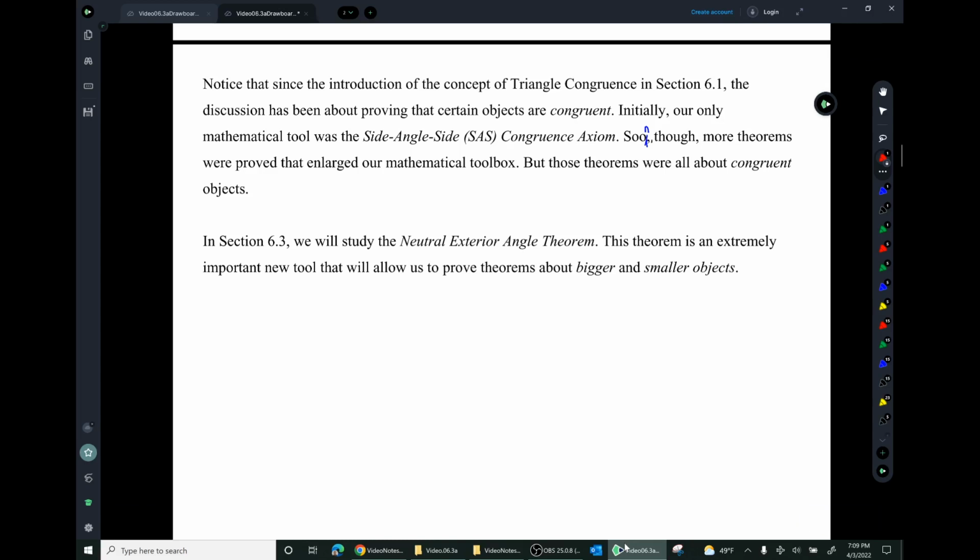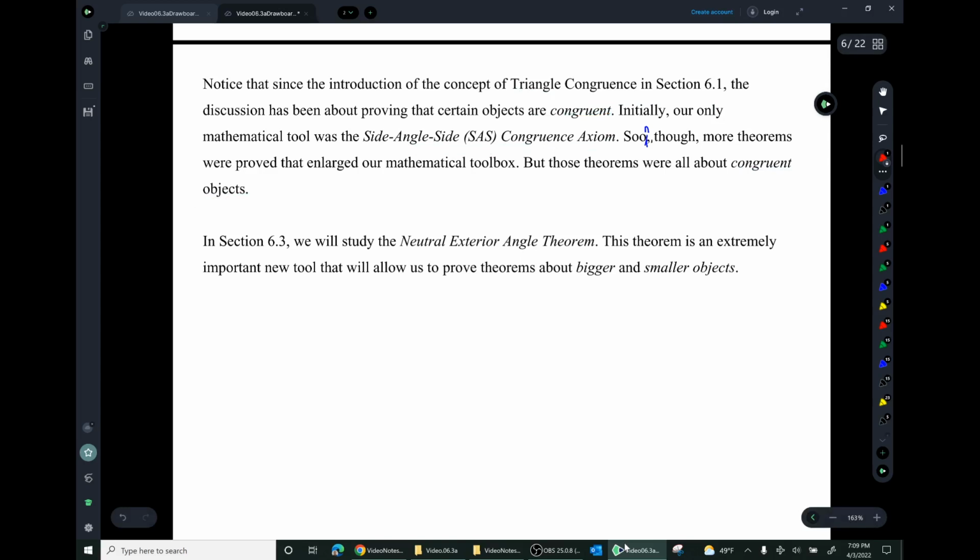Now notice that since the introduction of the concept of triangle congruence in section 6.1, the discussion in our course has been about proving that certain objects are congruent. Initially, our only mathematical tool was the side angle side congruence axiom. Soon, though, more theorems were proved that enlarged our mathematical toolbox. But those theorems were all about proving that certain objects were congruent.